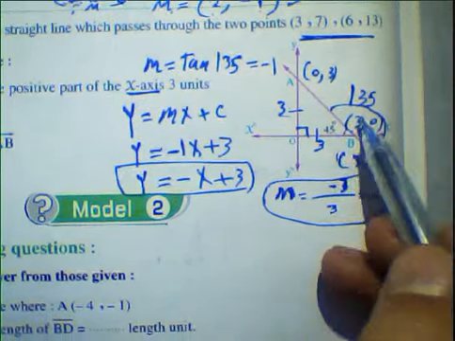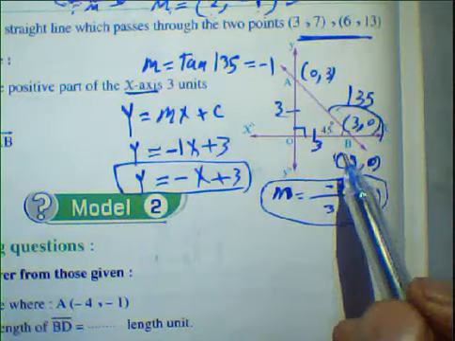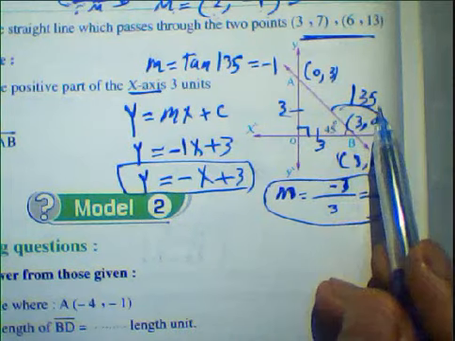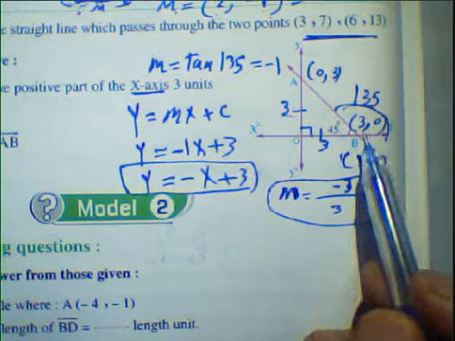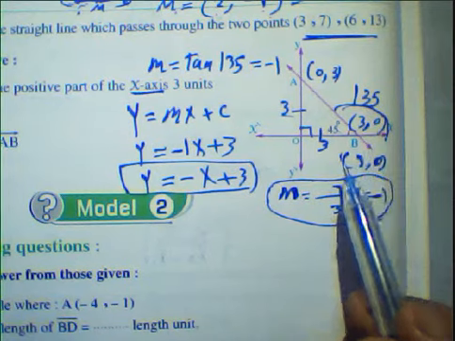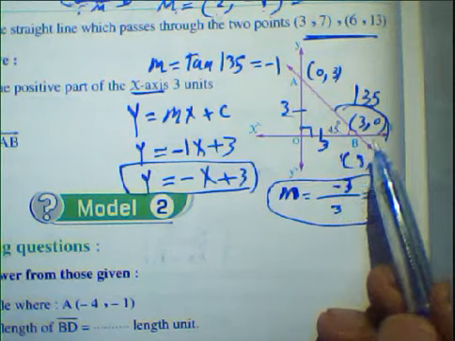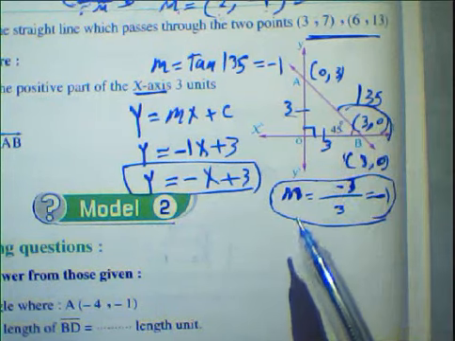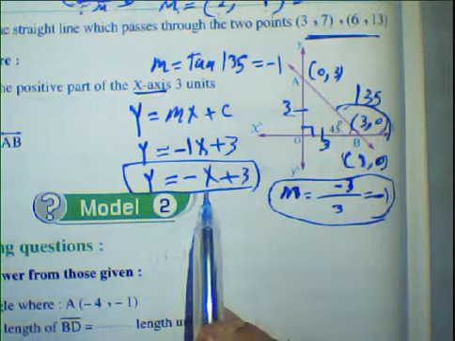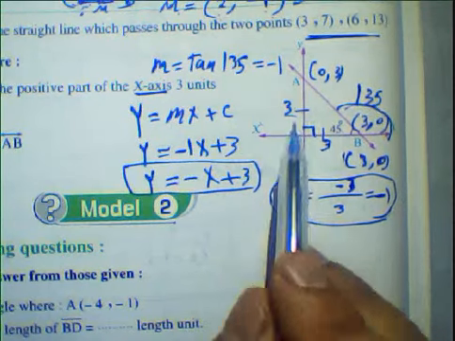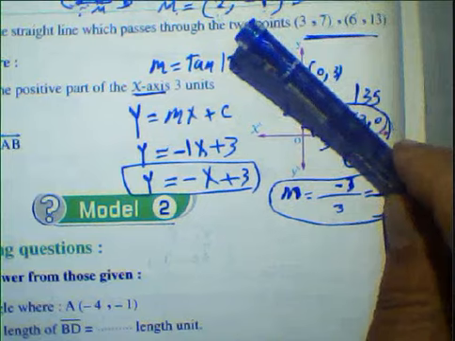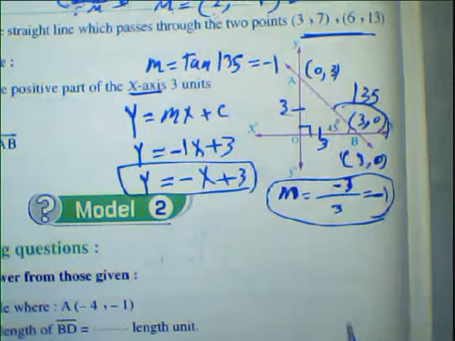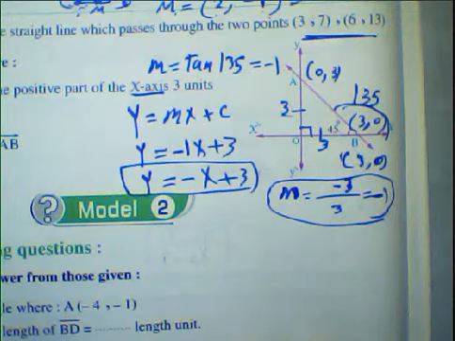You must find the angle which this straight line makes with the x-axis. It will be 135, because the measure of the straight angle equals 180, and 180 minus 45 equals 135. So tan 135 equals negative 1. So y equals negative x plus 3. Why 3? Because this straight line intersects the y-axis at 3. So y will be equal to negative x plus 3.